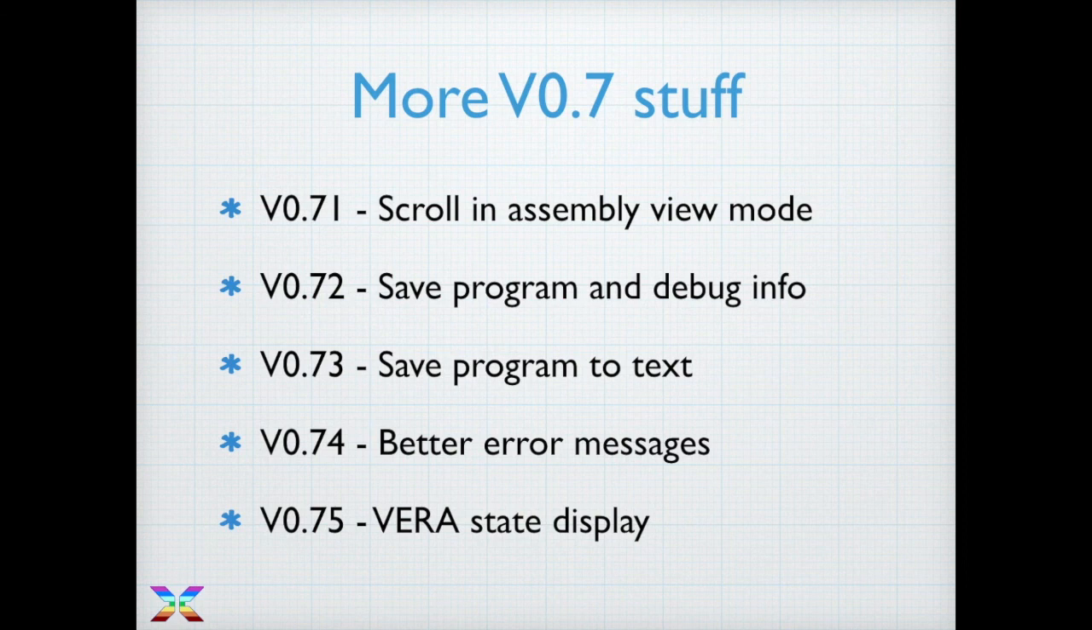We need to improve our error messages. Right now, the catch-all error message is invalid syntax, which is not always appropriate. I want to add error messages that help give you the information you need to figure out what's wrong and how to fix it. And as a stretch goal, I'd like to add into the debugger something that allows you to see the current state of the Vera interface chip.